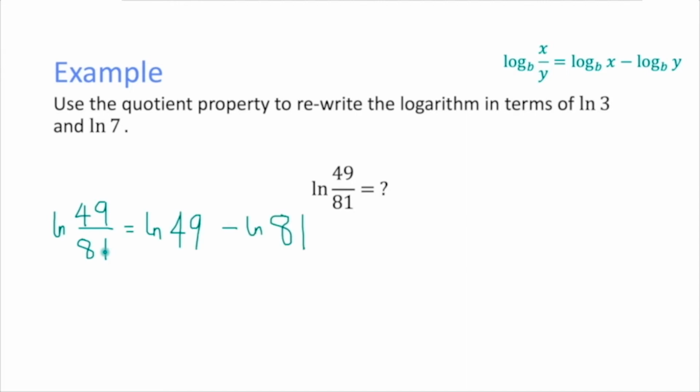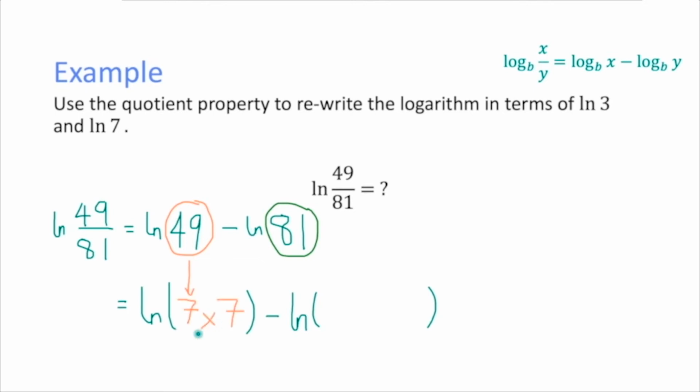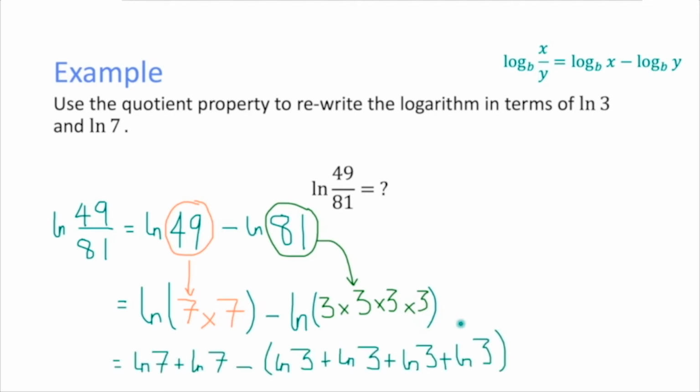So now we have ln 49 over 81 is equal to ln 49 minus ln 81. Well, now we have this ln 3 and ln 7 to deal with. How can we rewrite the numbers 49 and 81 using 3 and 7? Well, we can see that ln 49 becomes ln 7 times 7, and ln 81 becomes 3 times 3 times 3 times 3. Look at that, we now have multiplication, which means we can actually use the property we've already learned, the product property, and simplify this even further.